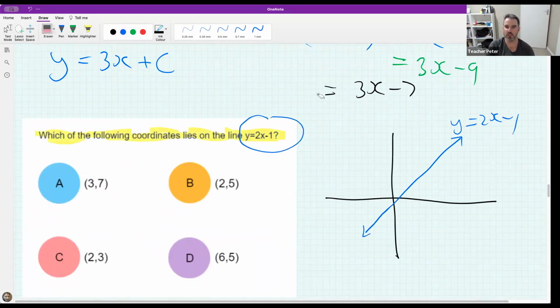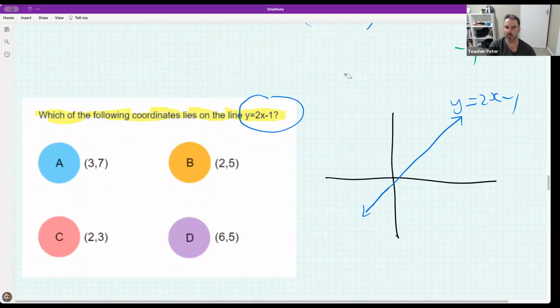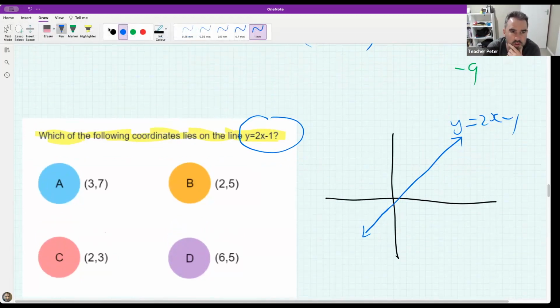How do I check which of these points is on the straight line? Maybe you can give each other a tip. What should I do to check? Does anybody know? How do I check if a point is on a line? If I've got the equation of the line and I want to check, does that point go in? How do I check whether or not 3, 7 is on the line? Anybody have any ideas? You sub in, yes.